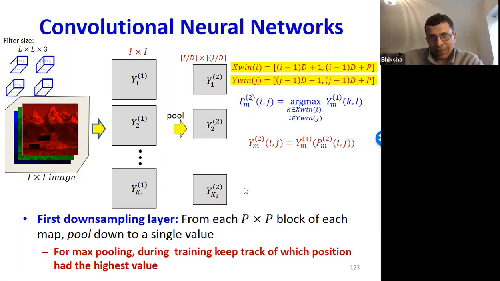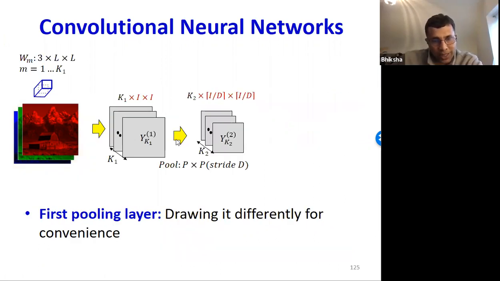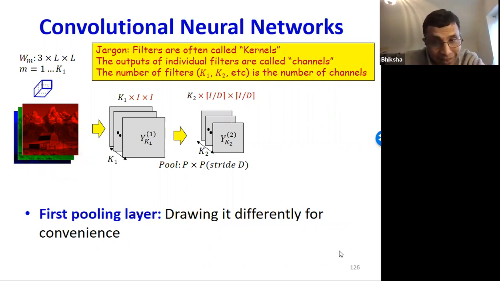In fact, it's more convenient to draw everything as cuboids. And I'm going to introduce the jargon right here. There have been so many different terminologies thrown at this problem. I have no idea why. We haven't actually stayed consistent with terminology. The filters are often called kernels. The outputs of the individual filters are called channels. So the number of filters is the number of channels. Does that answer your question? It's very convenient that this slide came up at the right place.